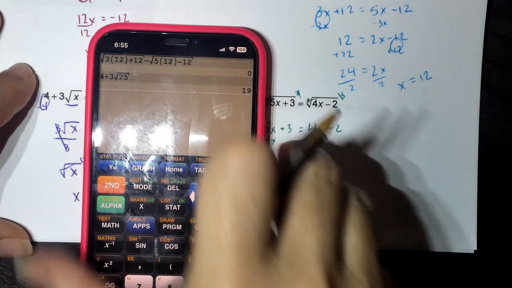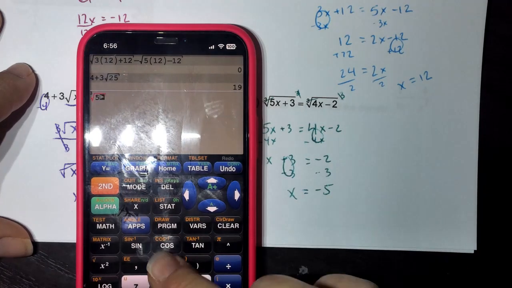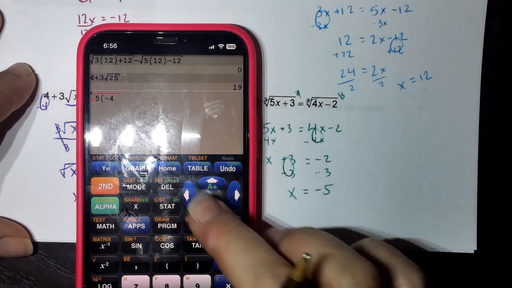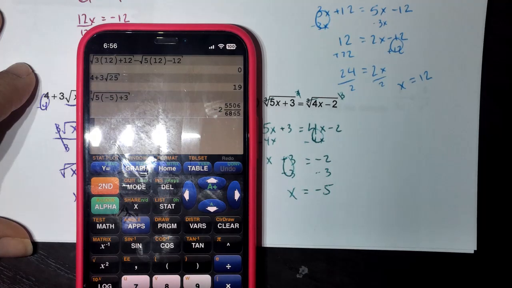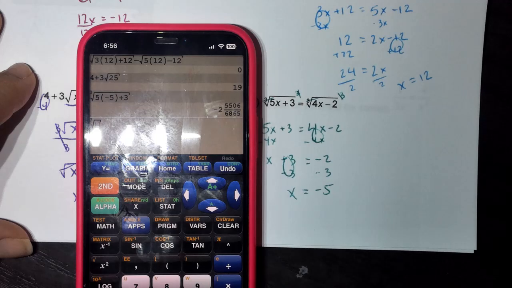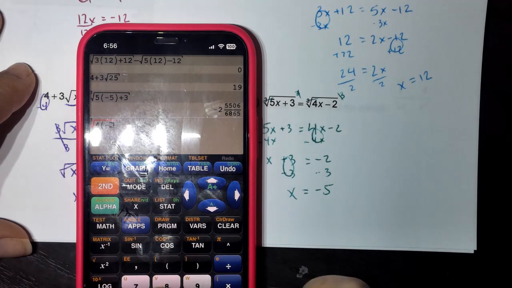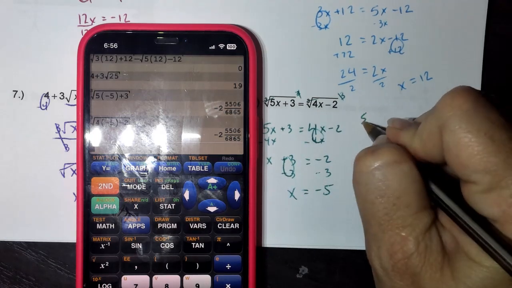So we check our work. 5 times negative 5, plus 3. I get this ugly thing. So 4 times negative 5 minus 2, and I get the same ugly thing, so negative 5 is my answer.